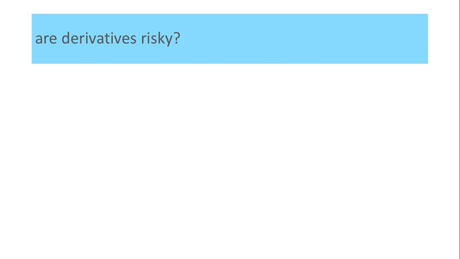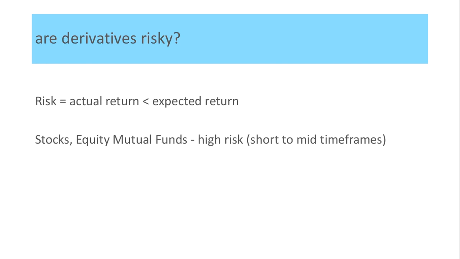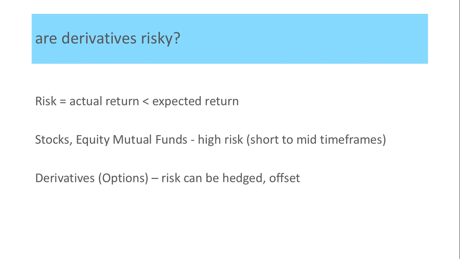So, coming back to the question, are derivatives risky? In finance, risk is defined as the possibility that the actual return may be less than the expected return. By this definition, a mutual fund or a stock portfolio can be very risky in the near to midterm, as even a small down move in price presents a risk and consequently value erosion of our portfolio. Options, on the other hand, allow us to hedge and even offset such a risk and make profits even if you're only partially right.